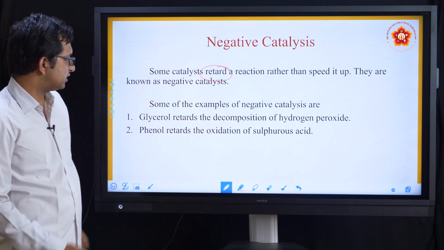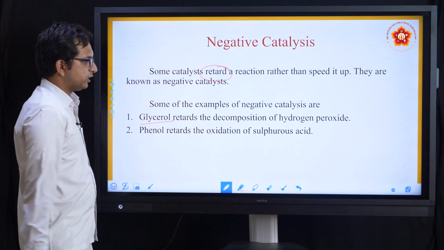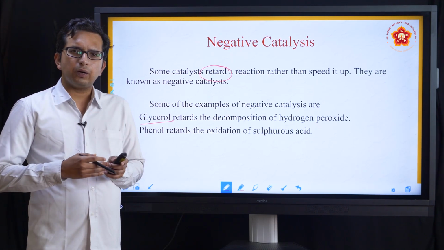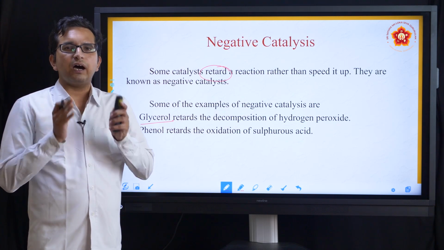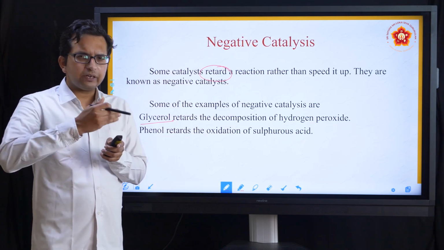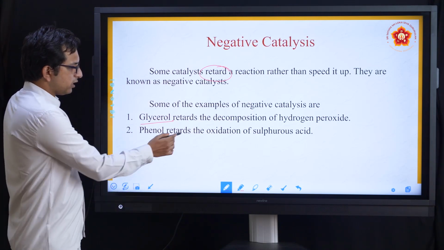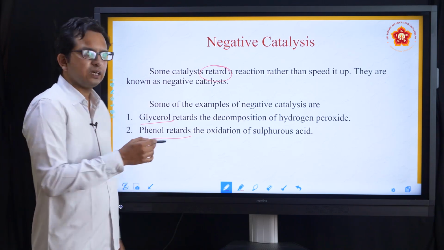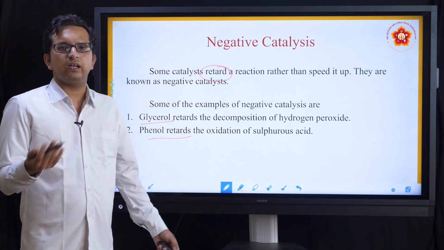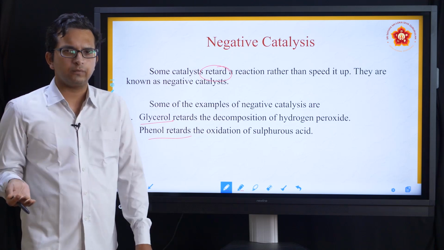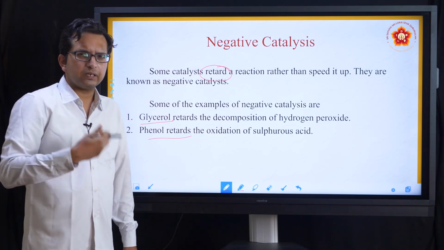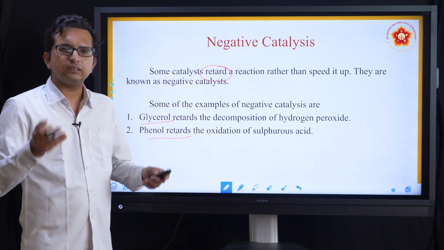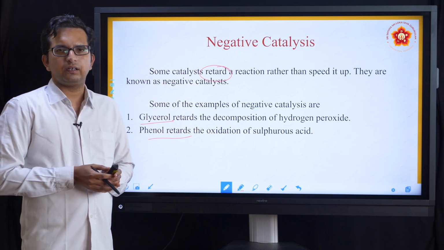So some examples, once again, are shown. Glycerol retards the decomposition of hydrogen peroxide, because if hydrogen peroxide is decomposed at a faster pace, it forms unstable products. So that is why a slow reaction is expected here. Phenol retards oxidation of sulfurous acid. If it doesn't retard, then sulfurous acid will never be stable, because sulfurous acid is H2SO3. So if that pace is reduced, then we can stabilize that compound, or else sulfuric acid is the general component which we tend to get.